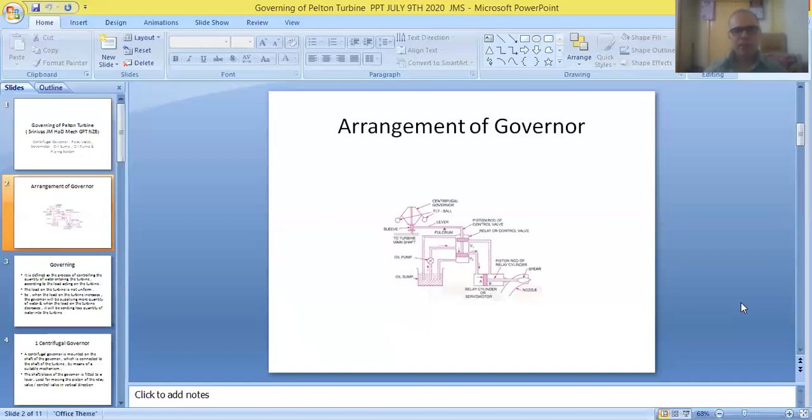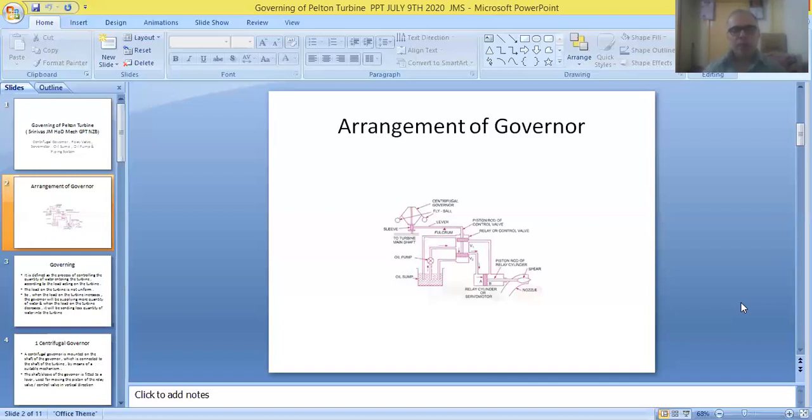So friends, the entire operation will be taking place automatically, and these are the major components of the governing arrangement. One governor is arranged on the top of the arrangement. Apart from the governor, we have to use two cylinders: the vertical cylinder, referred to as relay valve or control valve, and the horizontal cylinder, referred to as a servomotor.